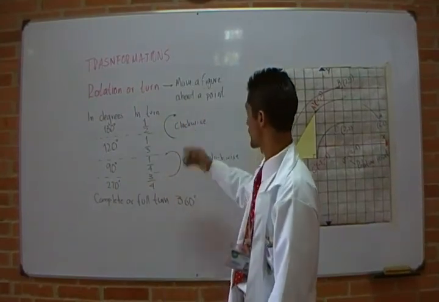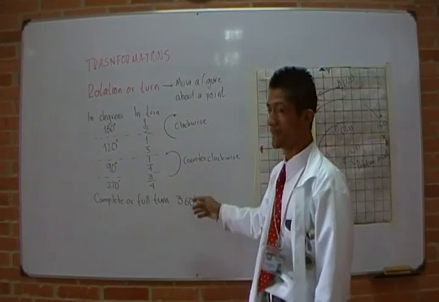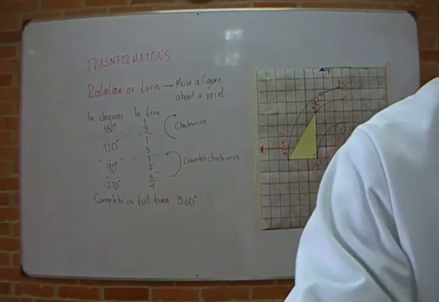And we have two directions. Those are clockwise, which is in the same direction of the clock, and counterclockwise, which is the opposite. And that's pretty much everything about it.